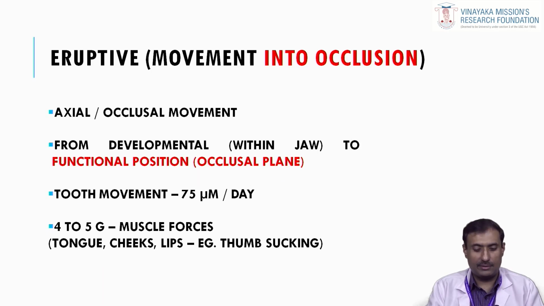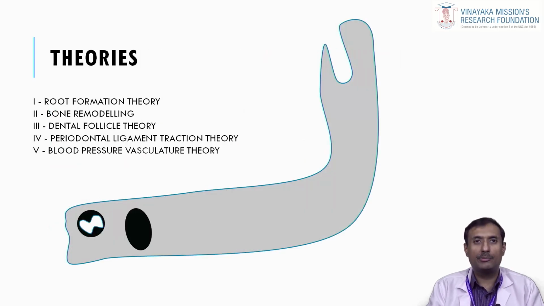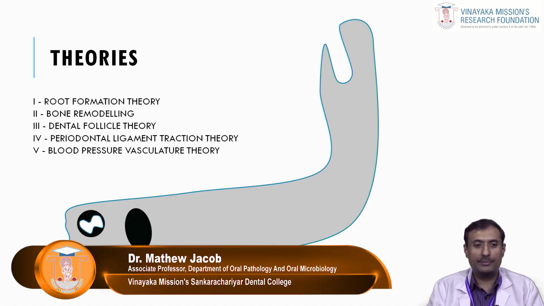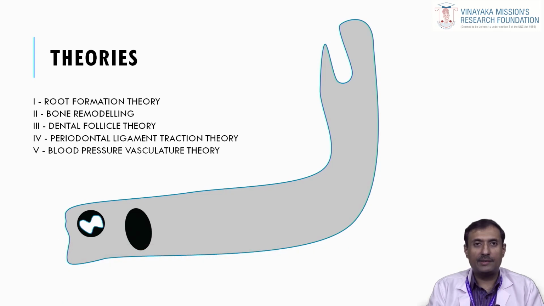thereby a physiological function is maintained. One of the most important aspects of eruption of tooth is that there are certain theories which are being given for how the tooth erupts. There are 5 basic theories. Among these 5 basic theories, the most important, and the most widely accepted one, is the 4th one, the periodontal ligament traction theory.